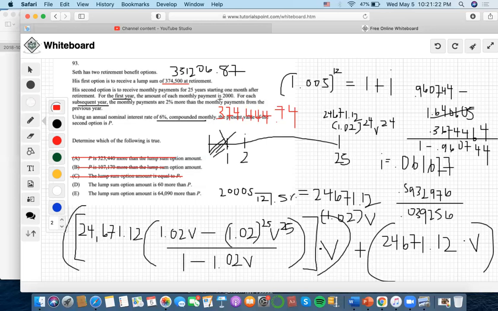Now, it seems here that if I were to subtract this from the lump sum, it's going to be by around 55. So this is definitely a stretch. This is definitely not true. So the lump sum amount is definitely around 60 more than this amount. Not necessarily exact, it's pretty approximate. I got 55.25 more, but 60 would be the best answer, so that's why it's D.